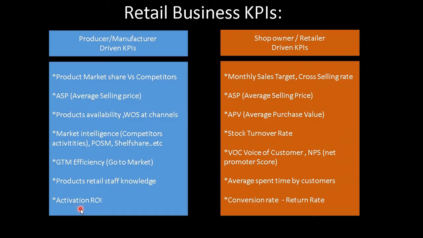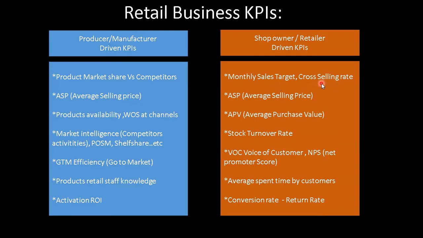You will be looking at the return on investment of any activations or retail marketing activity that took place in a specific store or in a specific area. When you are a shop owner or a retailer, you will be looking at completely different targets and performance indicators. You will be looking at a monthly sales target per store. You can be looking at a weekly sales target. You can be looking at the daily sales target. You can be looking at cross-selling rates.